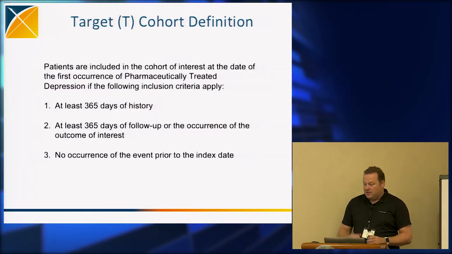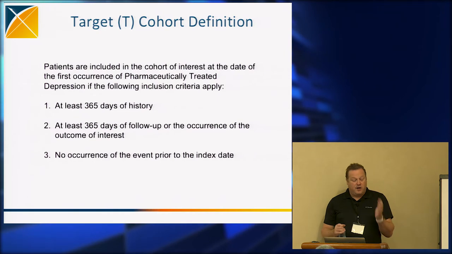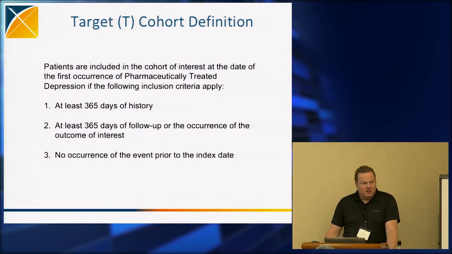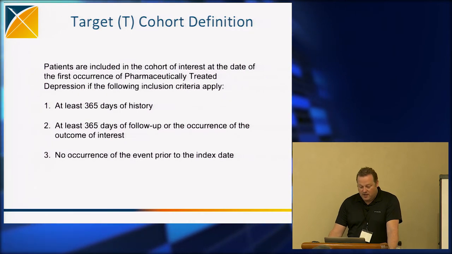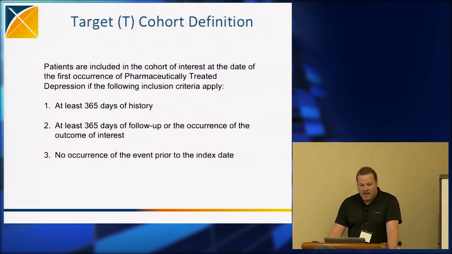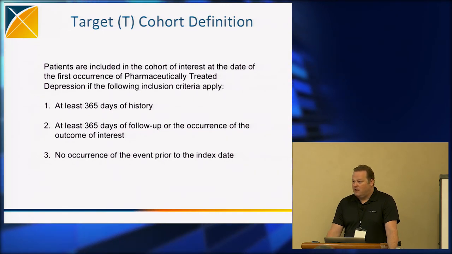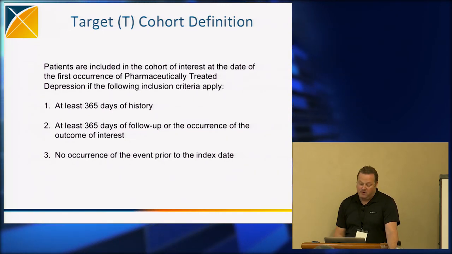There's a cohort definition to define the target cohort. They should at least have 365 days of history, have some follow-up time, and it should be the first event. So there should not be any occurrence of pharmaceutically treated depression before time zero.